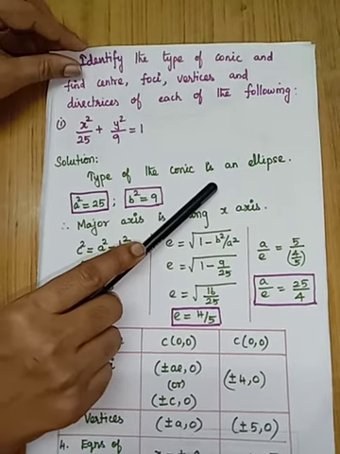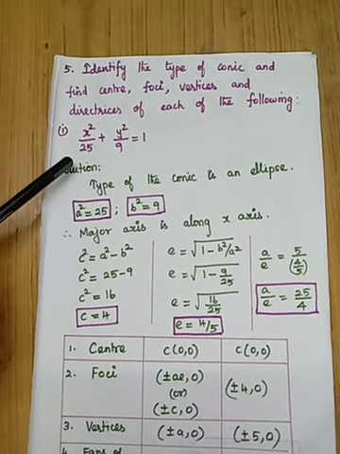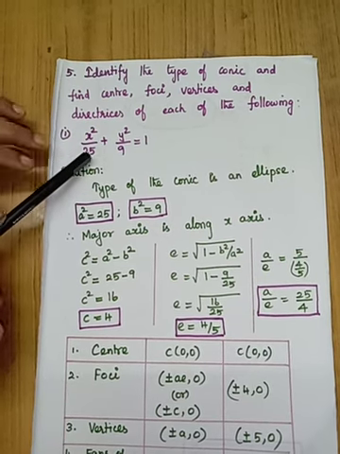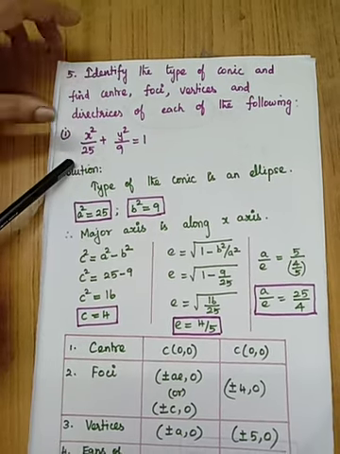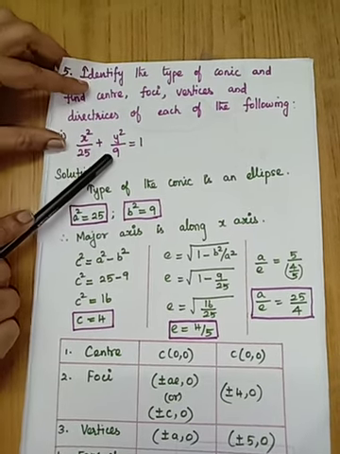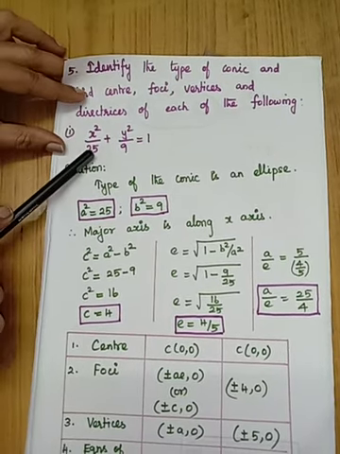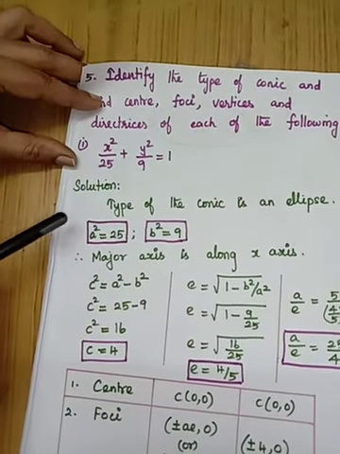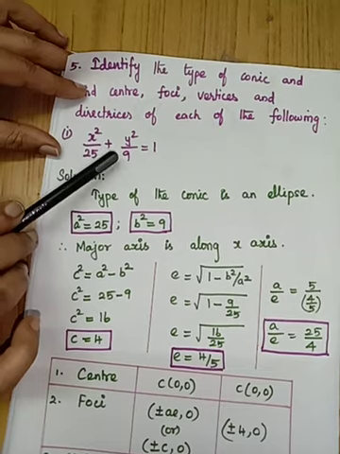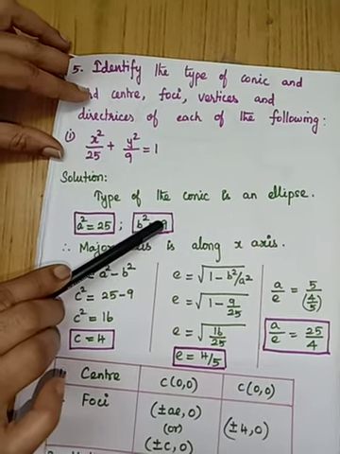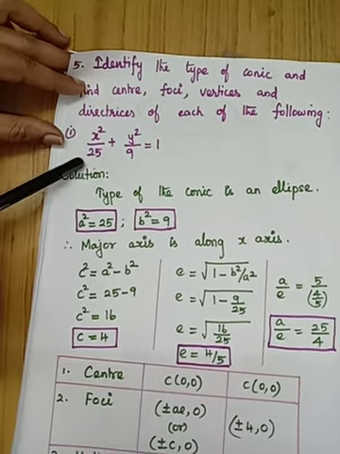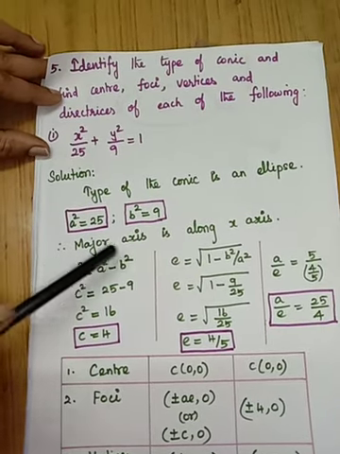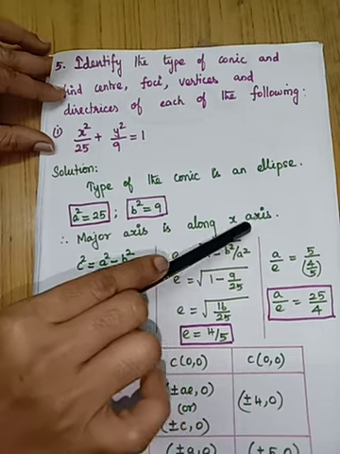Okay, so now in ellipse, if the equation is given, the bigger number has to be taken as a squared. So here just compare 25 and 9, which is the bigger number? 25. So 25 has to be taken as a squared. So a squared is equal to 25 and b squared is equal to 9. Okay, so the bigger number comes below x squared. So the major axis is along x axis.